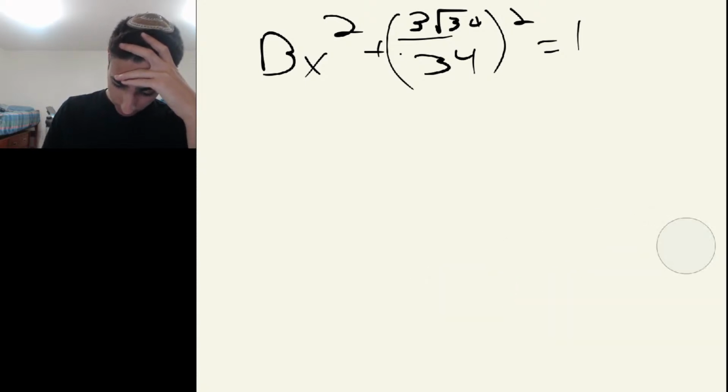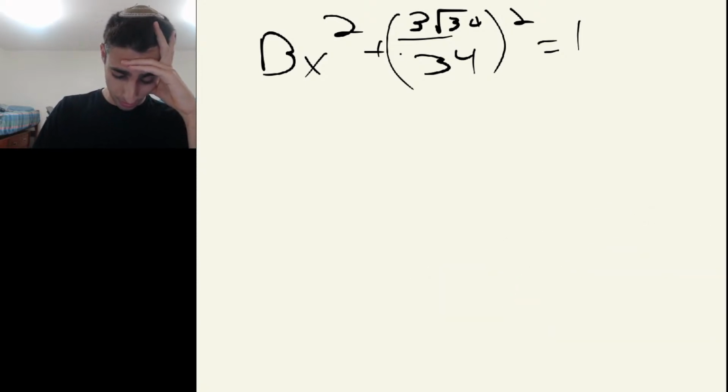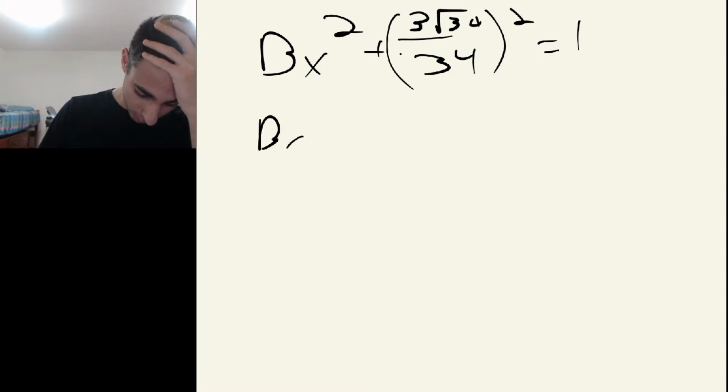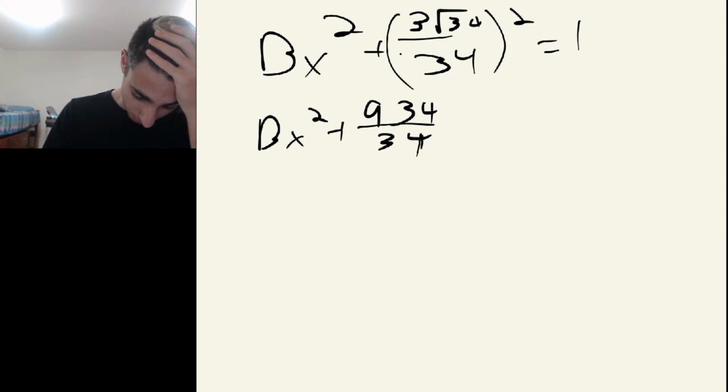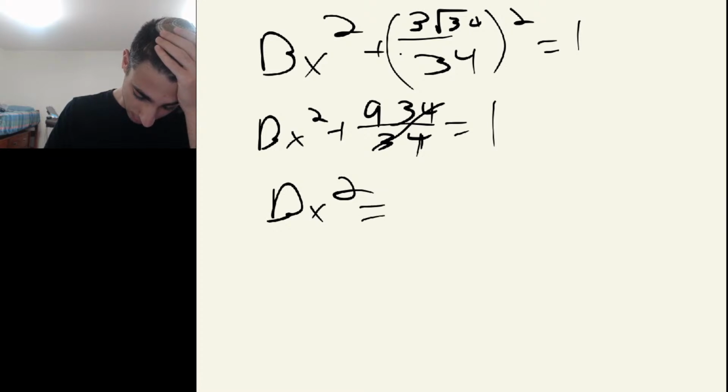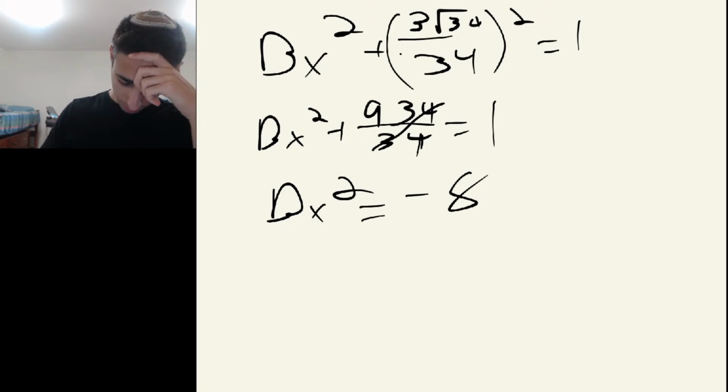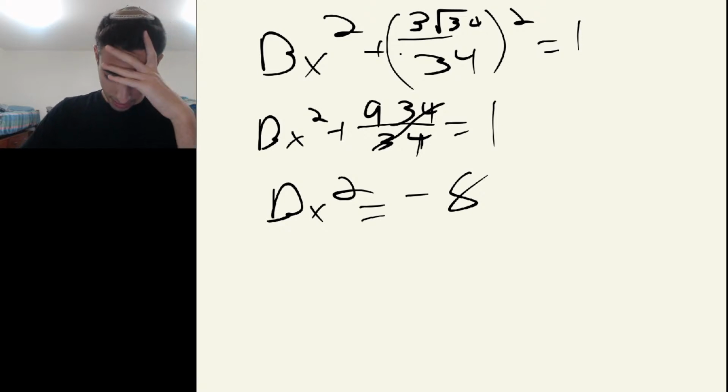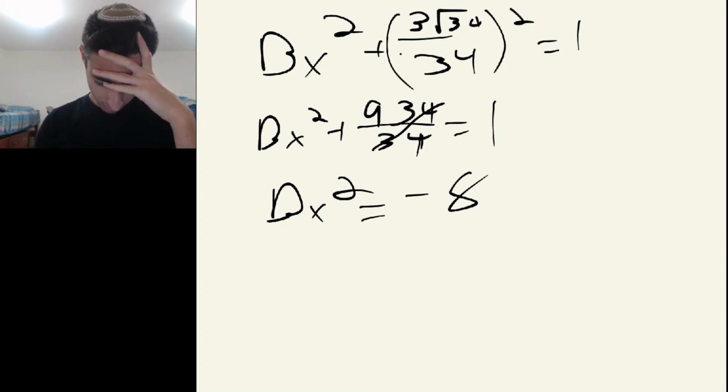All right, let's solve this. So first of all, let's simplify. bx squared plus 9 times 34 over 34. So the 34s will cancel. Equals 1. Subtract 9 on both sides. We have bx squared equals 1 minus 9, so that's negative 8. Uh-oh. That's not allowed. We can't have a negative number here. That's not good.